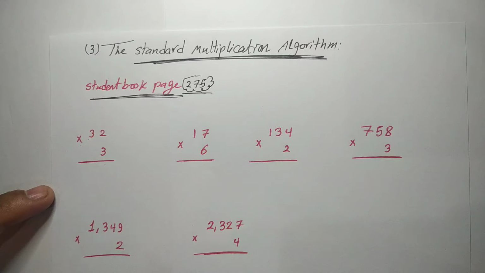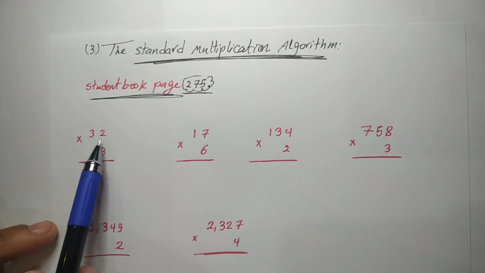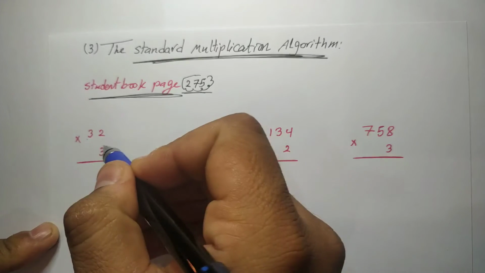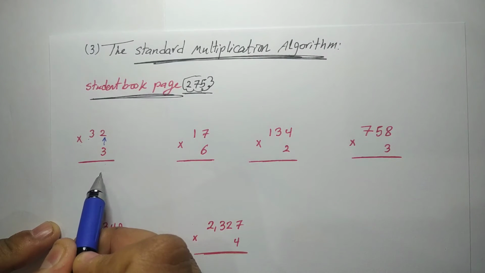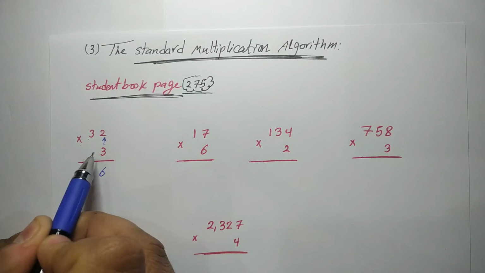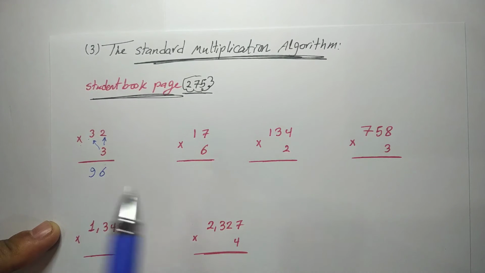In the partial algorithm, I will start from the largest place value. Here, I will start with the ones place. So 3 times 2, it will be 6. And 3 times 3, it will be 9. And the answer will be 96 without doing the partial algorithm.